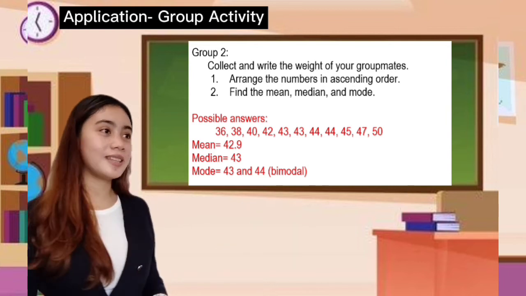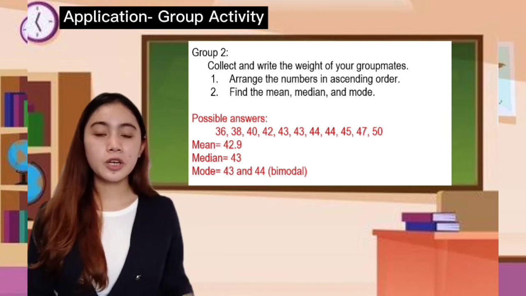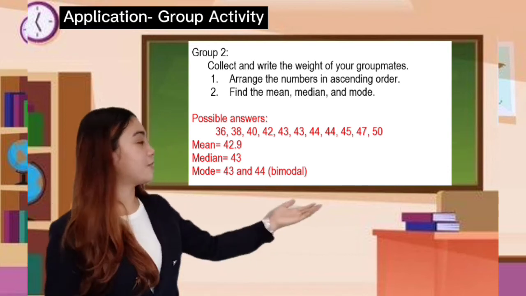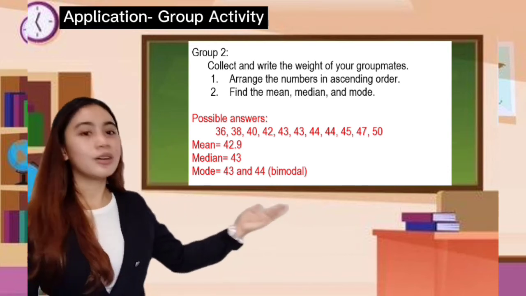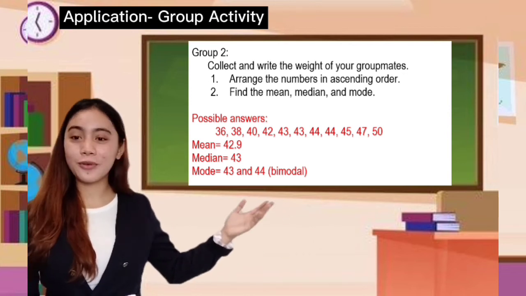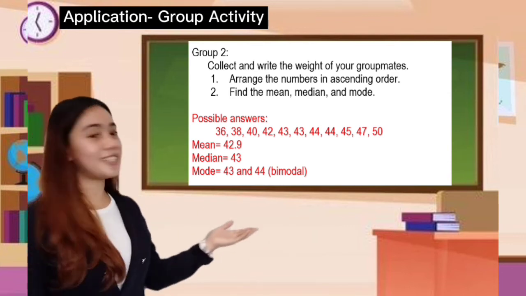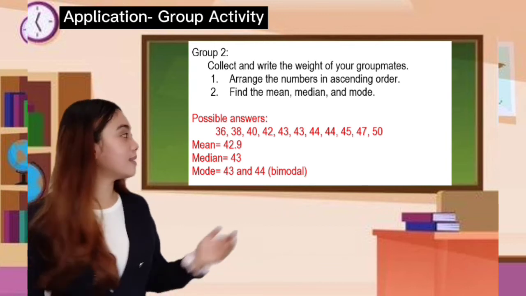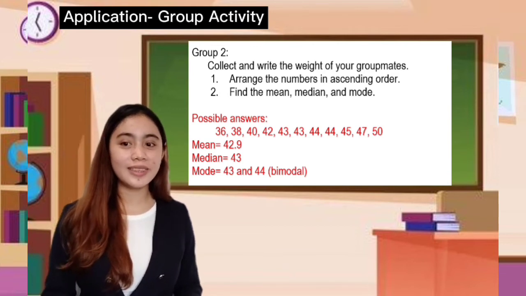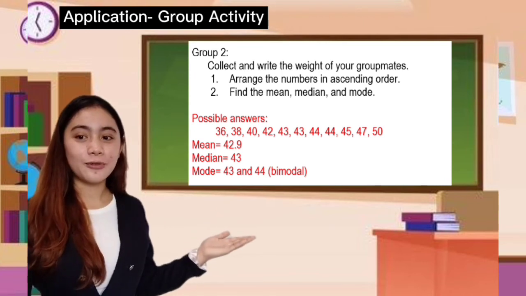Yes, Joanna, you present. Okay. So group 2 was to collect and write the weight of their group mates. We have the following data: 36, 38, 40, 42, 43, 43, 44, 44, 45, 47, and 50. So what is the mean? Okay, very good. The mean is 42.9. How about the median? Okay, the median is 43.